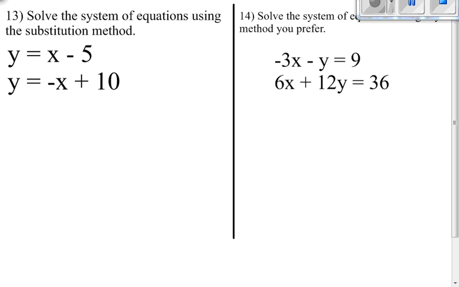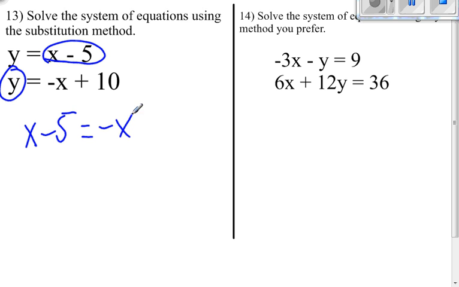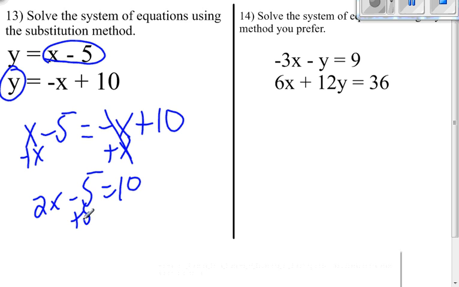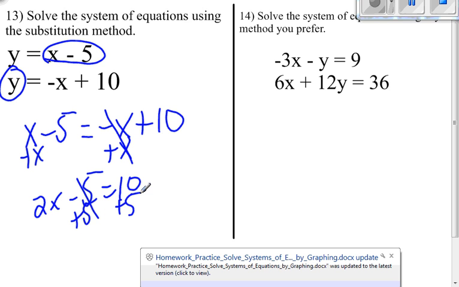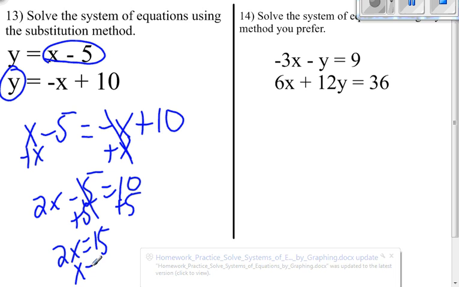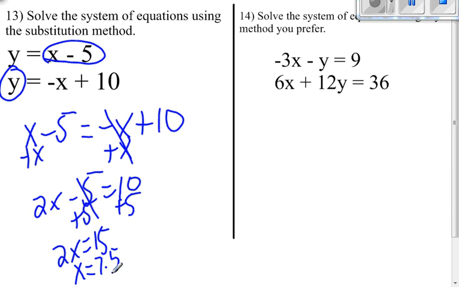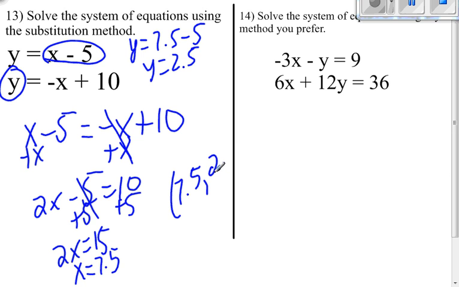Number 13, solve the system of equations using substitution. So y equals x minus 5, substitute it. X minus 5 equals negative x plus 10, plus x to both sides. 2x minus 5 equals 10, plus 5 to both sides. 2x equals 15. X equals 7.5. Substitute back in. Y equals 7.5 minus 5. Y equals 2.5. So our answer is 7.5, comma, 2.5.